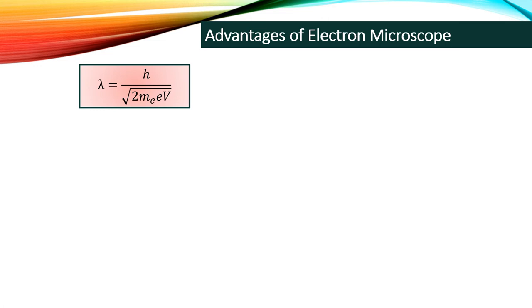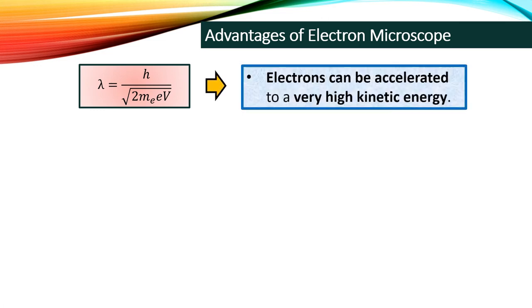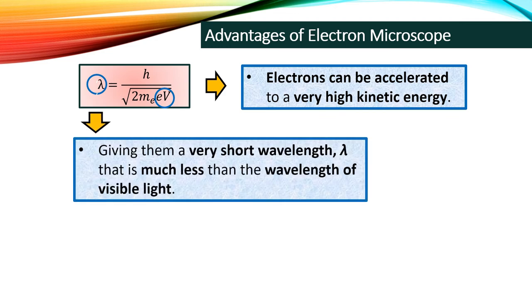Advantages of the electron microscope. Here are the equations of the previous derivation. From this derivation, we can see that the electron can be accelerated to very high kinetic energy by manipulating the voltage across the anode and cathode. And this will change the wavelength of the electron. The wavelength of the electron becomes much shorter compared to the wavelength of visible light.